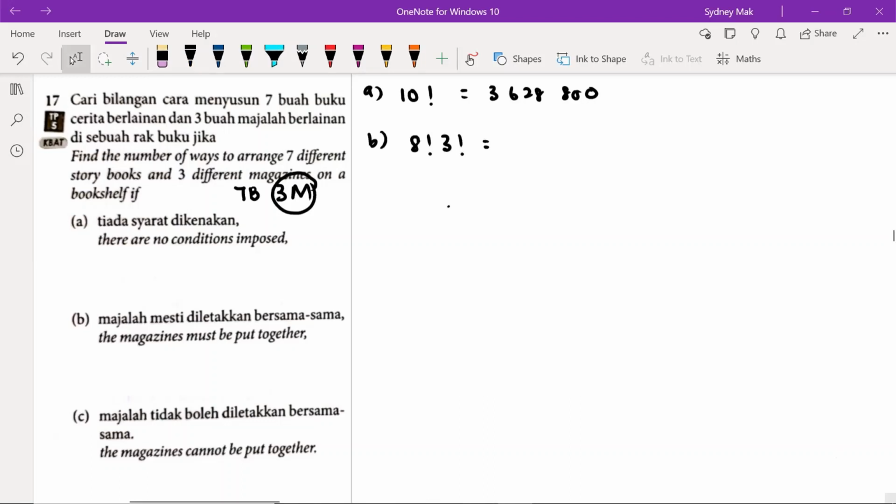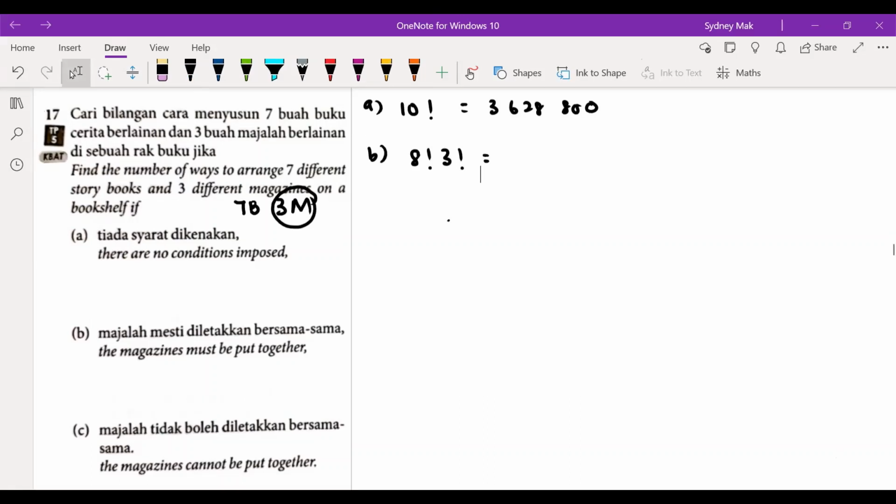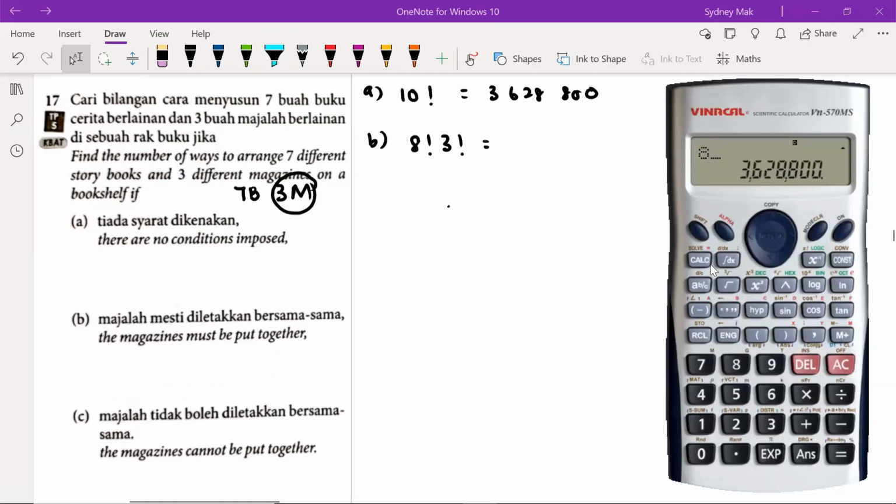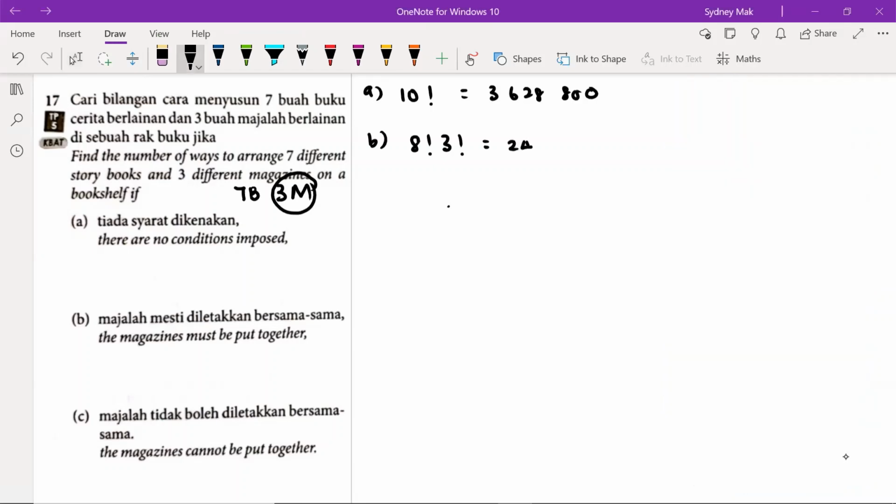So let's use the calculator. 8 factorial times 3 factorial. So the answer is 241,920. 241,920 ways to arrange.